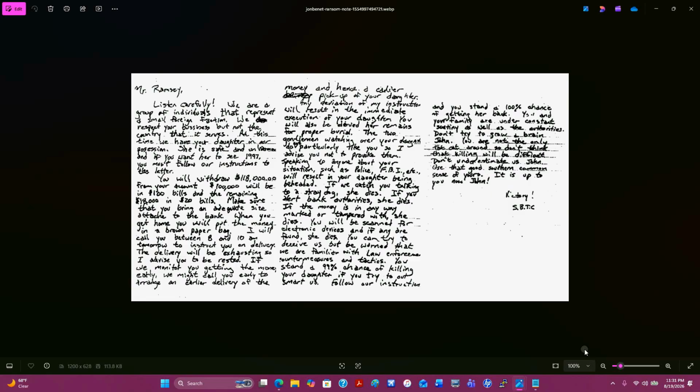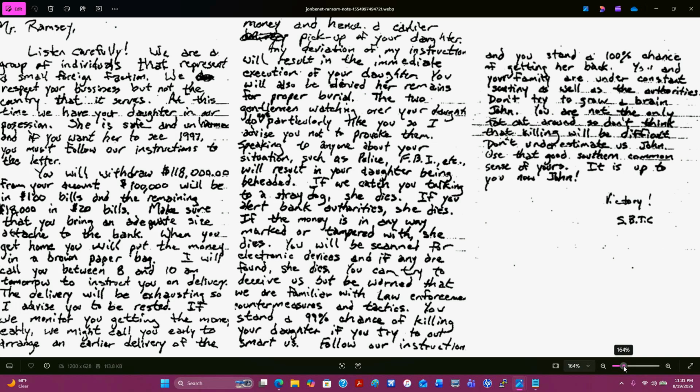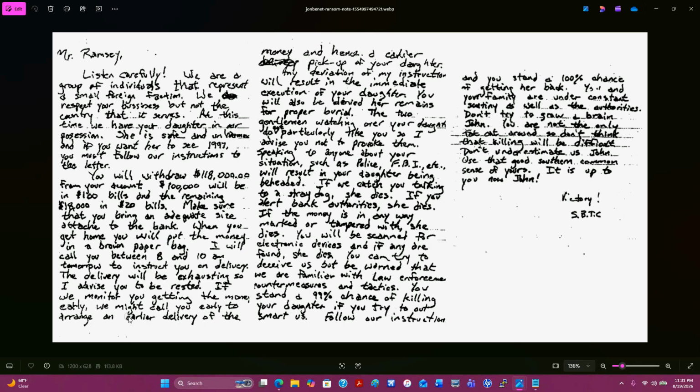Right? So remember when I told you that the JonBenet Ramsey note is letters that look like pictures and pictures that look like letters, but you can read what it says? So if you read from here, it says early delivery of the money and hints, and then something that you can't quite make out, is it cashier or whatever, and then it looks like he wrote delivery and crossed it out because he wrote pickup.